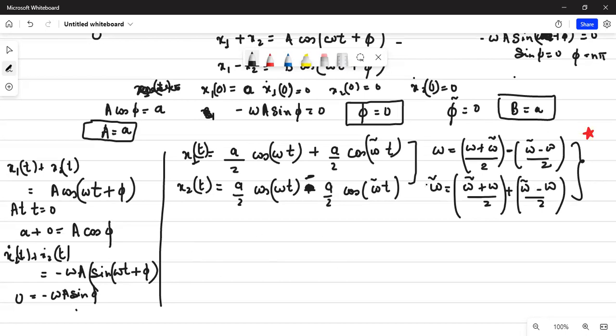Now, if I use them, instead of omega, if I write omega plus omega bar divided by 2, minus omega bar minus omega upon 2. Why am I doing this? Because I know that cos c plus cos d is 2 cos of (c plus d) by 2 and cos of (c minus d) by 2. So I'll write cos (c plus d) by 2 and cos (c minus d) by 2.